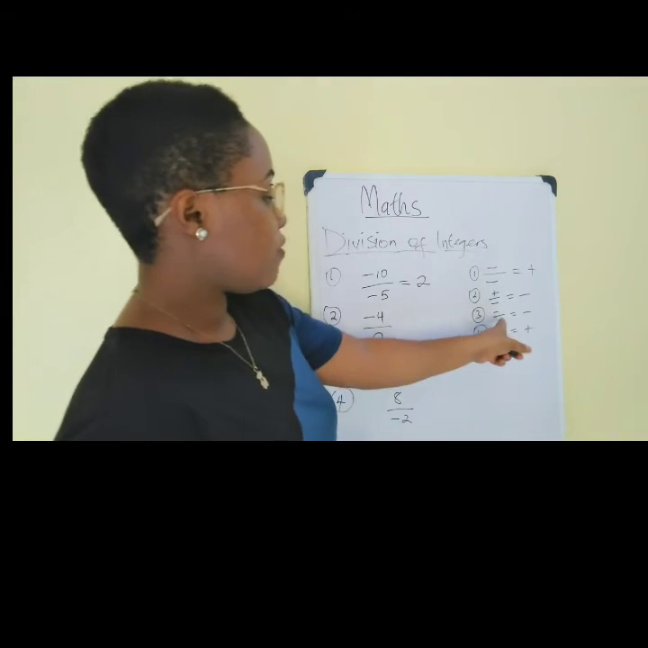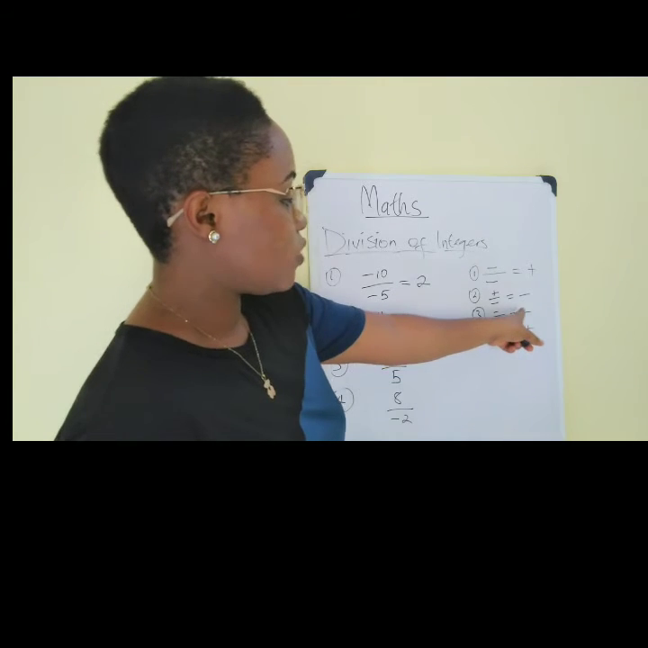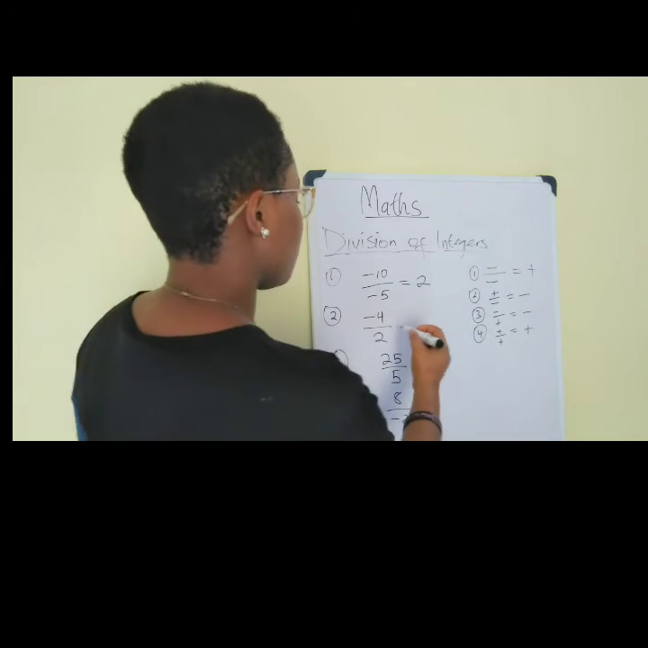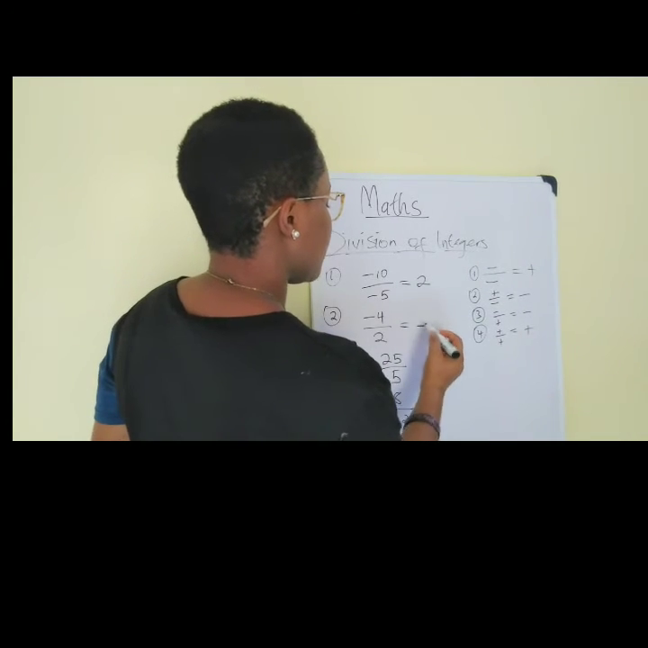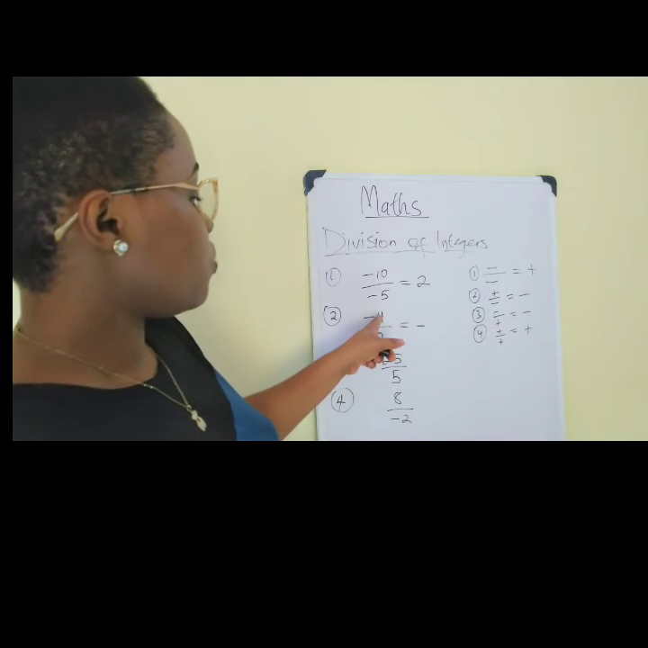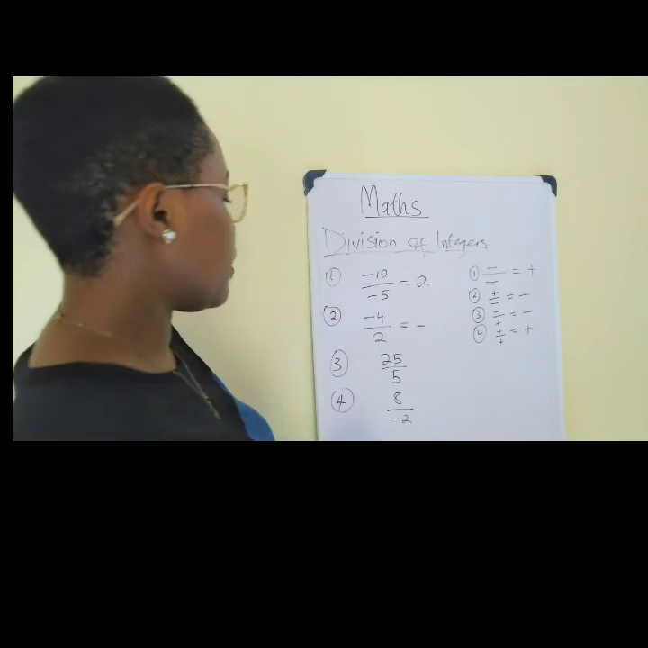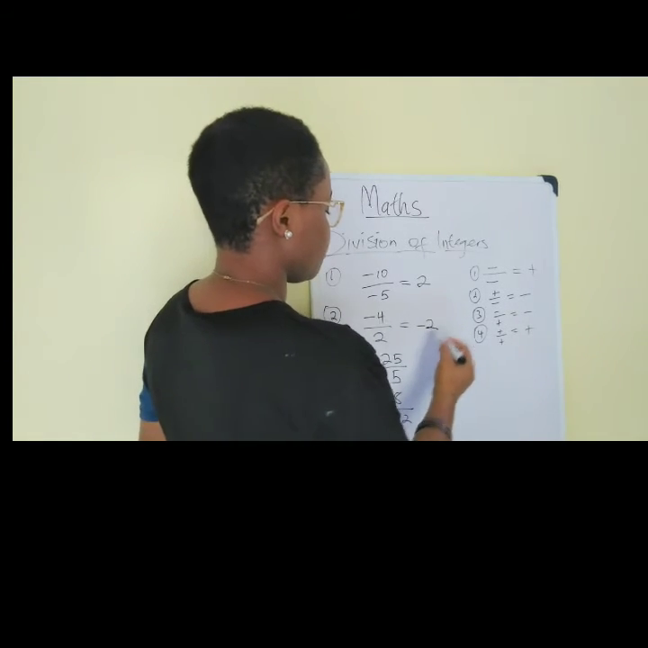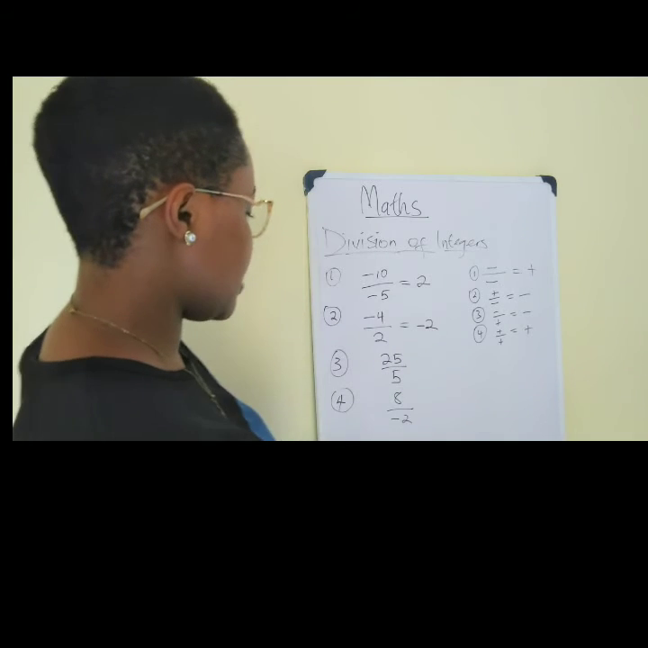A negative divided by a positive is going to give us a negative outcome. So we'll go ahead and write our negative sign and then we'll divide the digits. 4 divided by 2 is 2. So we'll have a negative 2 as our answer.